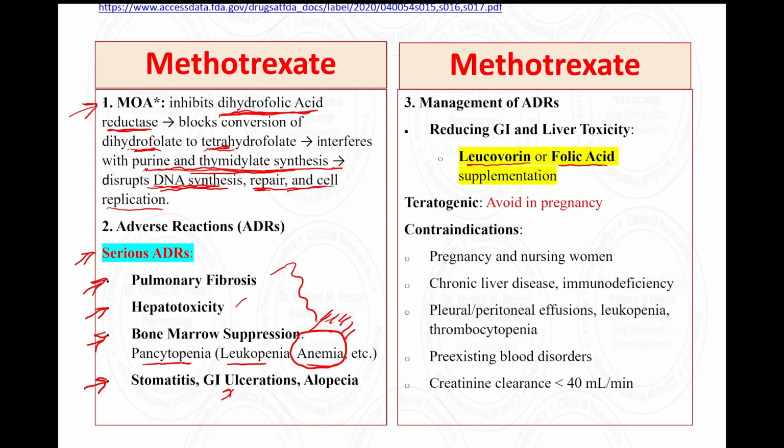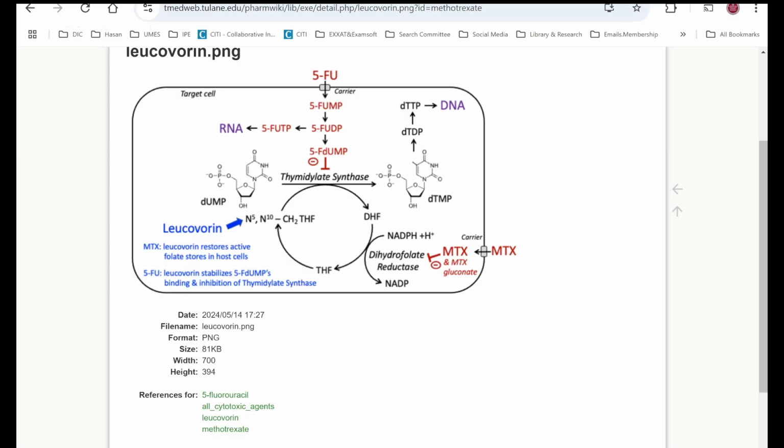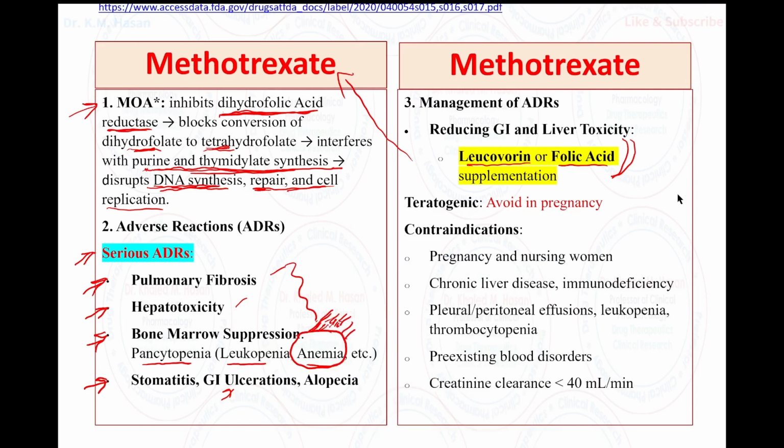So leucovorin or folic acid supplementation will be important during treatment with the methotrexate to prevent these important side effects, focusing on the anemia here, because folic acid is important for red blood cell formation and hemoglobin. This is an important thing. So the rescue therapy for the methotrexate will be folic acid or leucovorin, and we have it in the image, in the previous image before. Okay, as you can see here, we can prescribe leucovorin as rescue therapy for the patients from folic acid deficiency. Okay, leucovorin will be the rescue therapy.